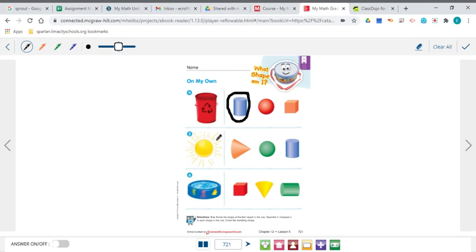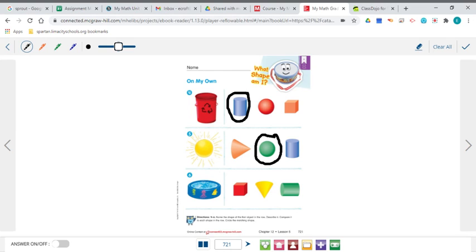All right, what about the sunshine? The shape of the sun and all of our planets are the same shape as what 3D shape? A sphere, right? Our planet Earth is a sphere, the sun is a sphere, the moon is a sphere. Even though you can't see all of the moon sometimes, it is a sphere.